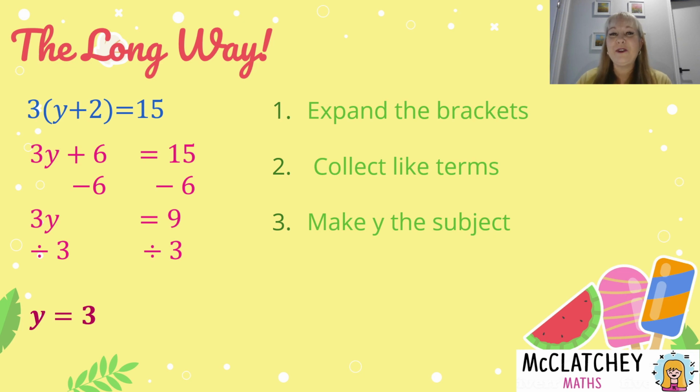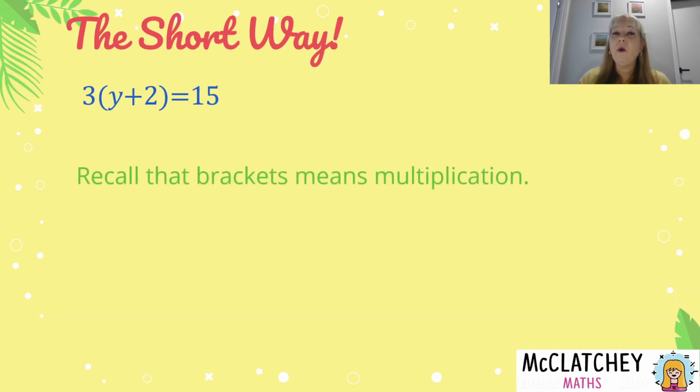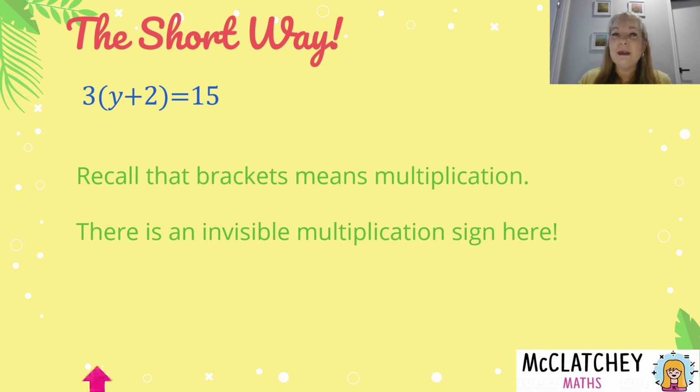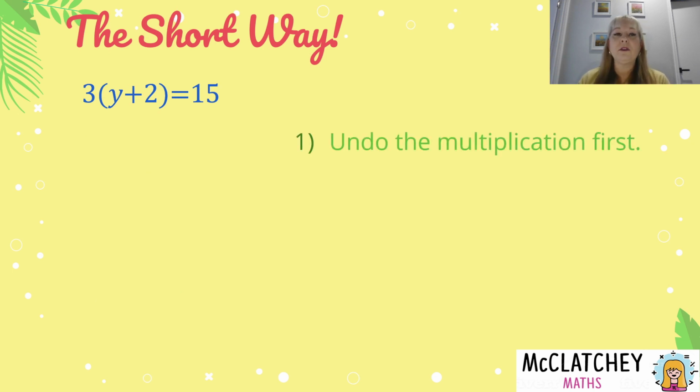Let's look now at the short way. So in the short way, what we're going to do is recall that brackets mean multiply. We've just talked about that before. So there is an invisible multiplication symbol right in there between the 3 and the bracket. Now what we can do is undo that multiplication first, and then we've got fewer steps before we can finish. So let's start by undoing that multiplication. We're going to divide both sides of the equation by 3.